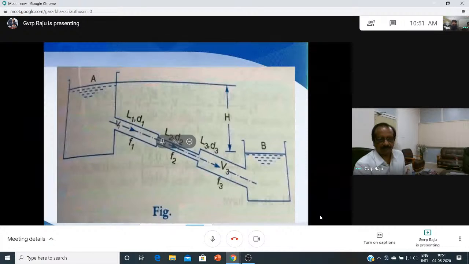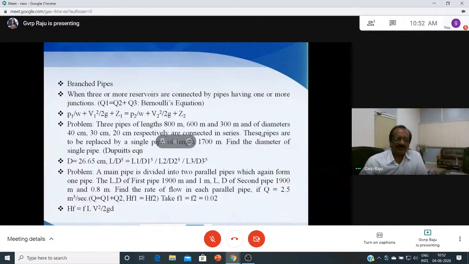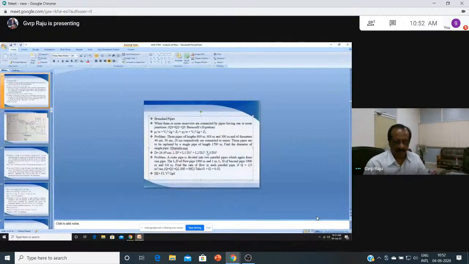The total length of the pipe is 1700 meters, which is equal to 800 plus 600 plus 300. You can use Dupuit's equation, which is L by D to the power 5. L is the length of the single pipe, and D is the diameter of the single pipe. The length is 1700. And L1 by D1 to the power 5: L1 is 800 meters and D1 is 40 centimeters, so we can take 0.4. So L1 is 800 by 0.4 to the power of 5, plus L2 by D2 to the power 5.